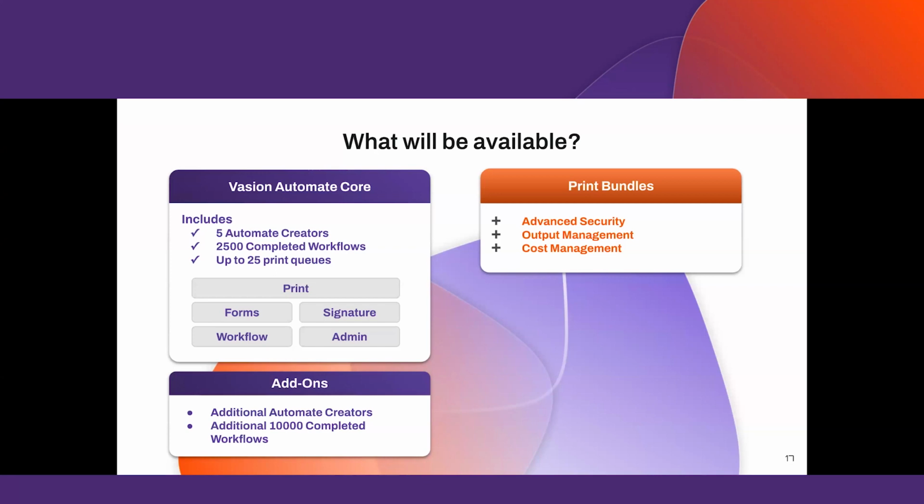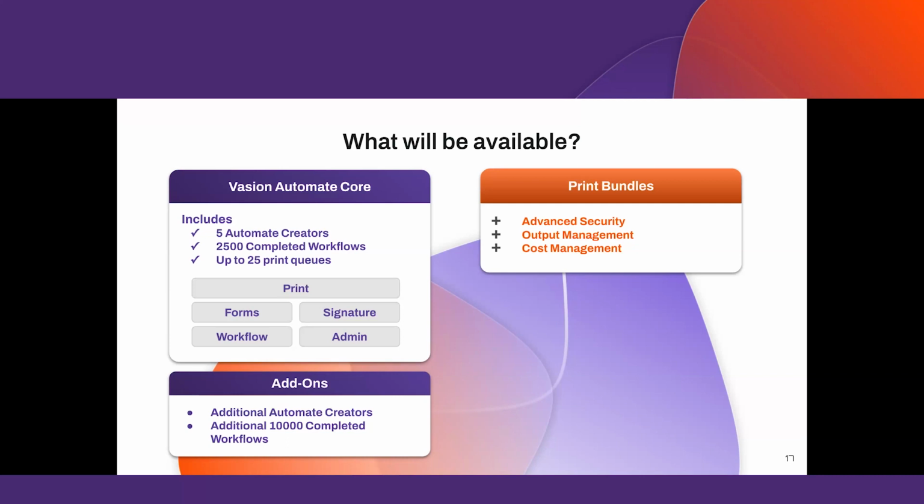So you may be asking, what will be available with Vasion Automate? It's important to remember that everything that you had previously with Printer Logic is still available. What it does include is 5 Automate creators. So these are creator users that are unique to Automate, in addition to all the creators and admins you had previously with Printer Logic. Nothing with that changes except for the addition of 5 creators specific to Automate.